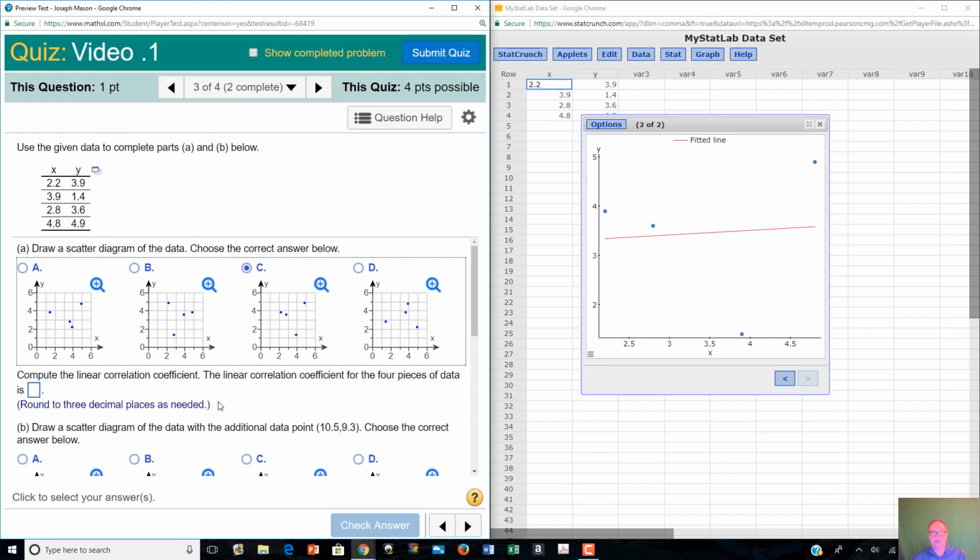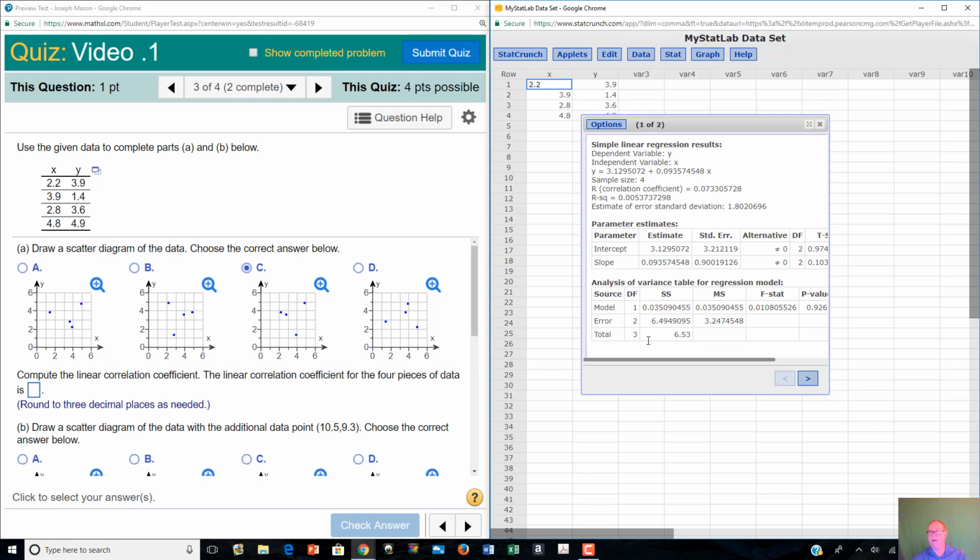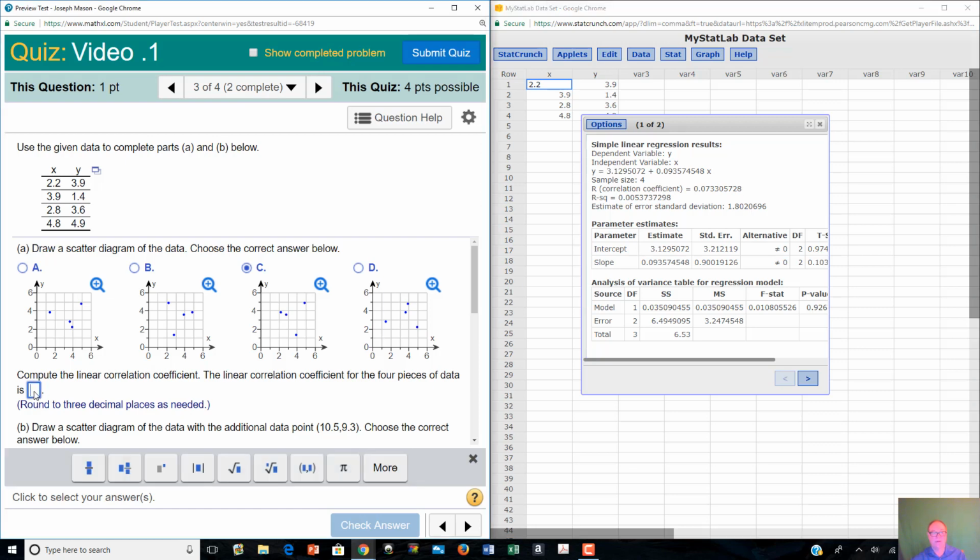Now, compute the linear correlation coefficient. The linear correlation coefficient for the four pieces of the data is, so I go over here, hit the back arrow. My linear correlation coefficient is 0.073, to 3 decimal places, right?